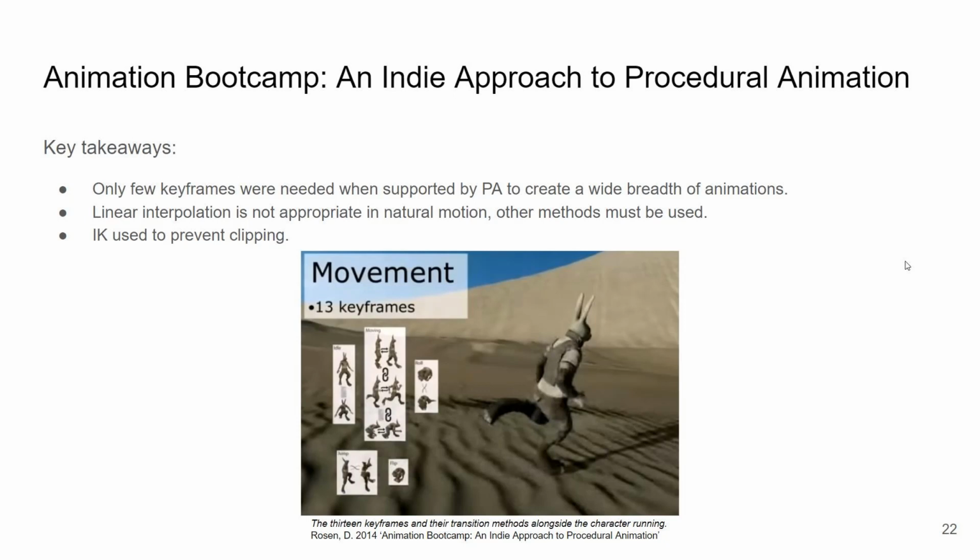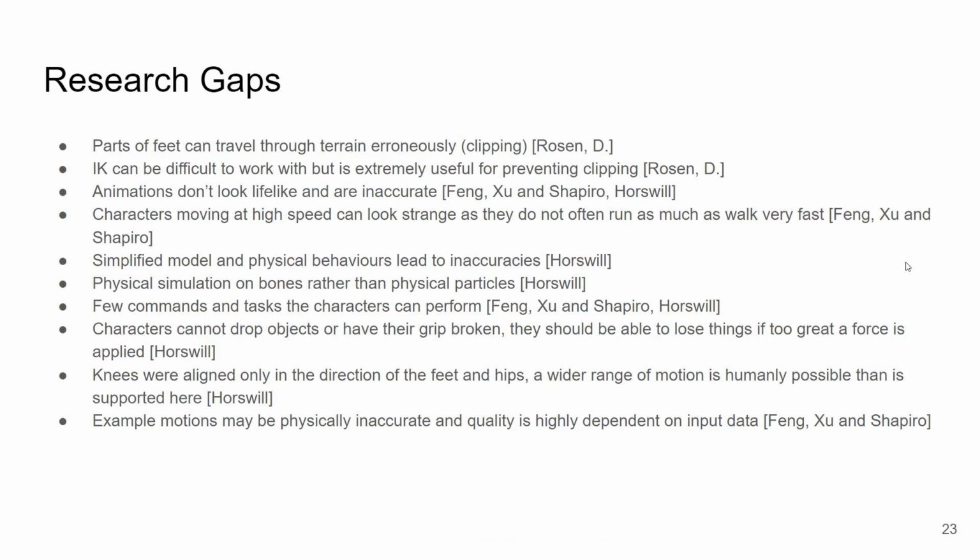text editor. We identified research gaps that came up across multiple papers. These were mainly that animations often do not look lifelike or are inaccurate, high-speed movements can look especially strange, and difficulties around using IK. Naturally, different papers had different strengths and weaknesses, so not all gaps were present in each system. We have listed the gaps here with the authors of the papers where these gaps were noticeable.